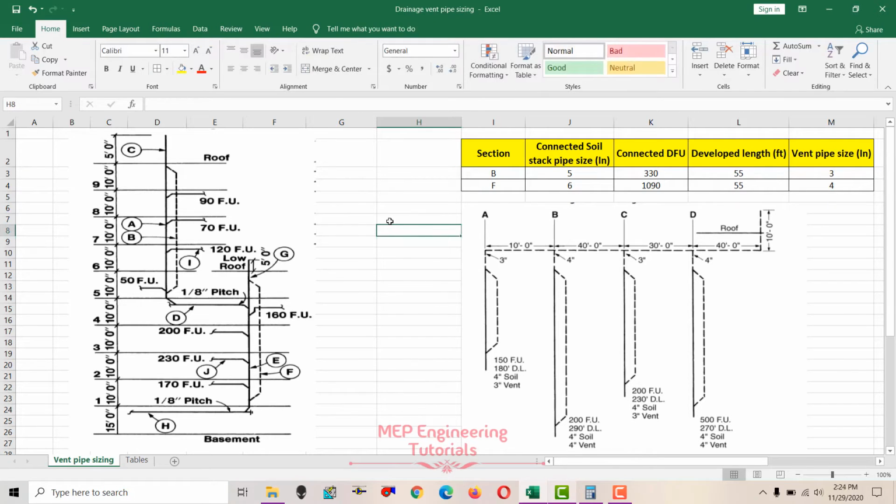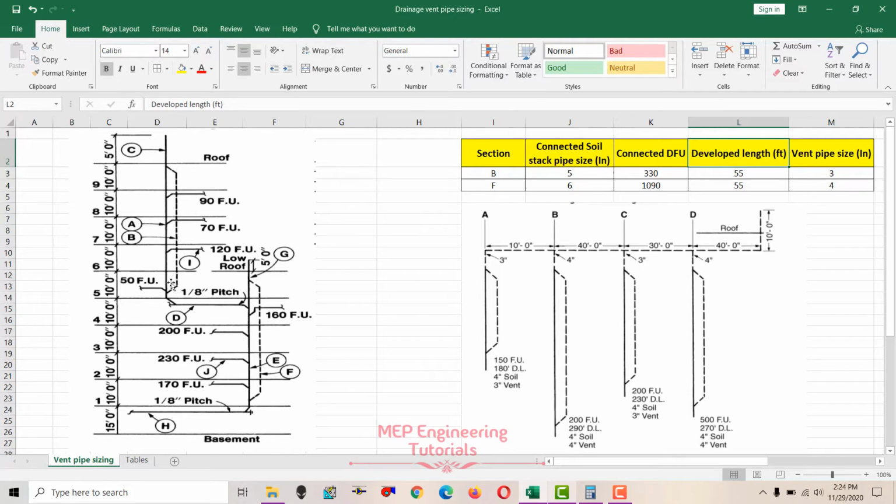So when you are doing the vent pipe sizing, three things should be known. First is the soil stack pipe size, second is the drainage fixture units connected to that soil stack pipe, and third is the developed length. These three things should be known before getting the vent pipe size. So what is developed length here? You need to understand the developed length first.